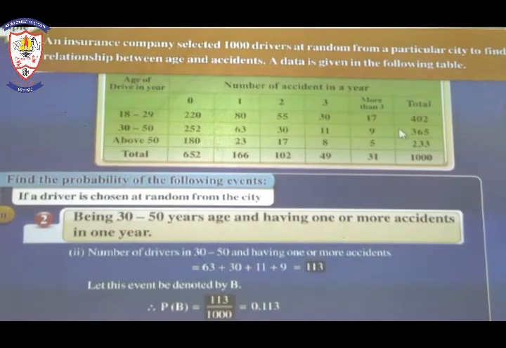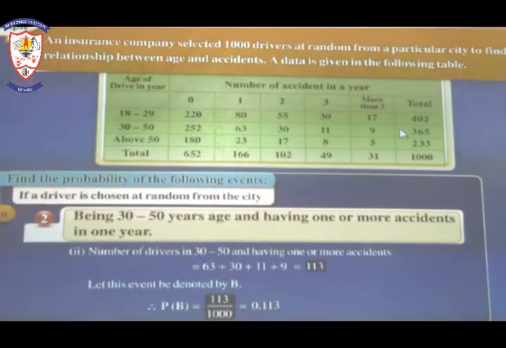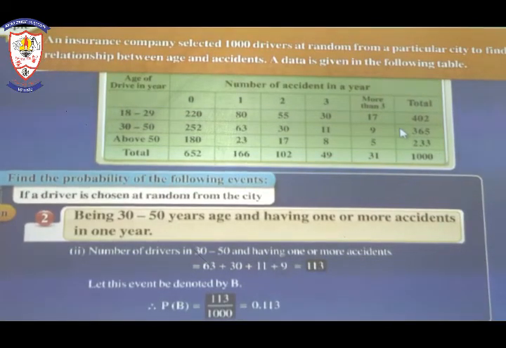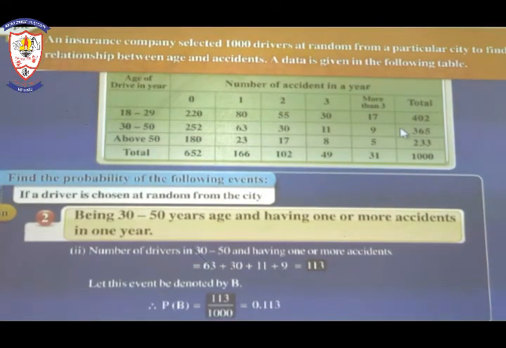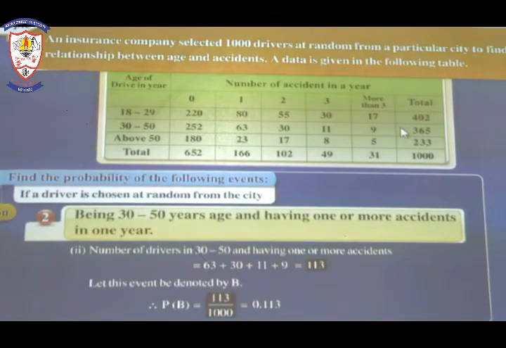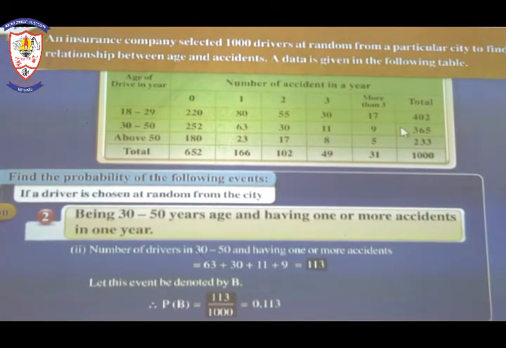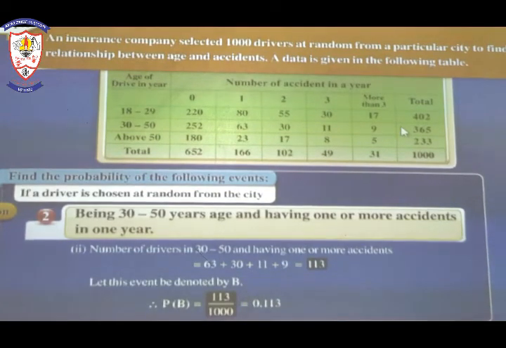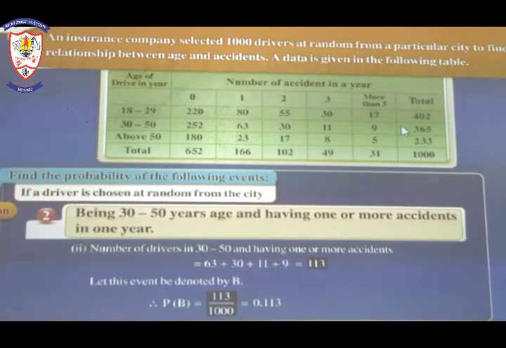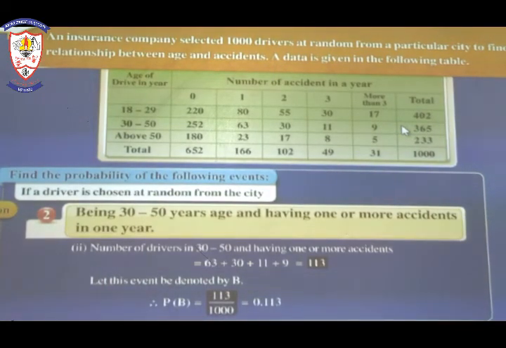Now the second question is being 30 to 50 years of age and having 1 or more accidents in 1 year. So we will concentrate on the 30 to 50 part only of the age group. The number of drivers in 30 to 50 having 1 or more accidents is 63 plus 30 plus 11 plus 9, because the question is asking for one or more accidents in 1 year. Let this event be denoted by B. Therefore, the probability of event B is equal to 113 divided by 1000, which is equal to 0.11.